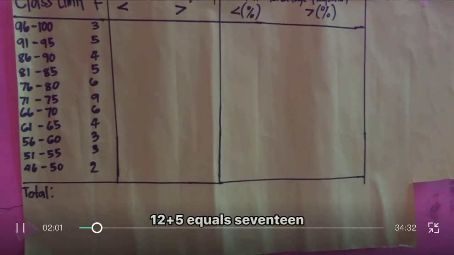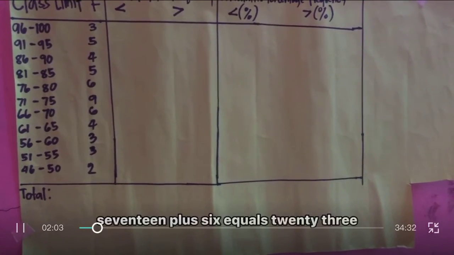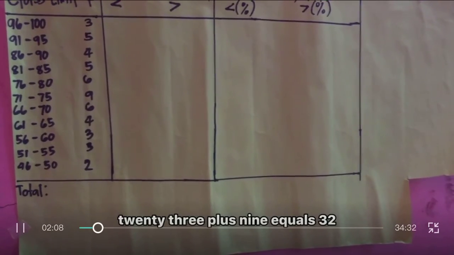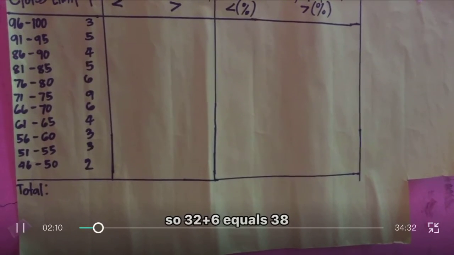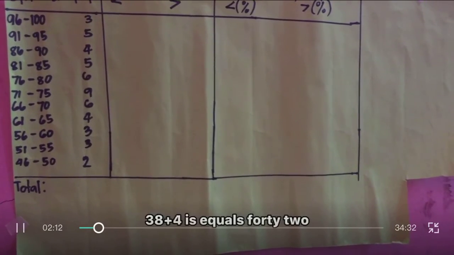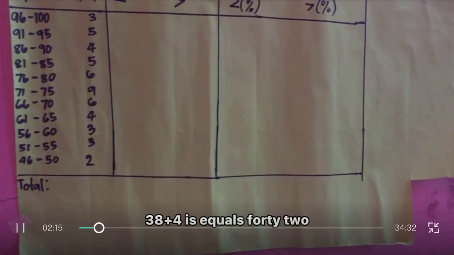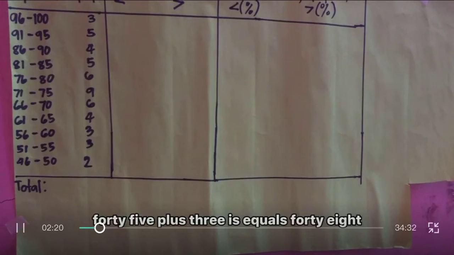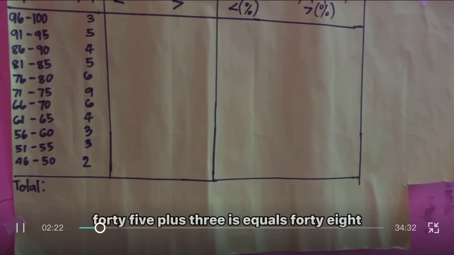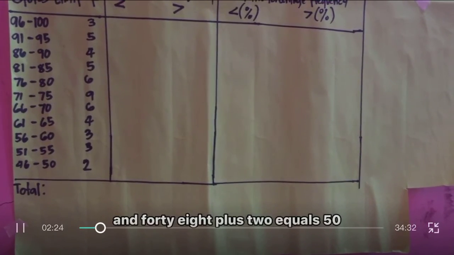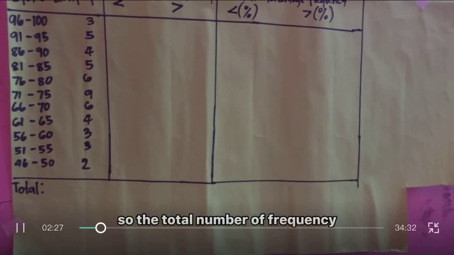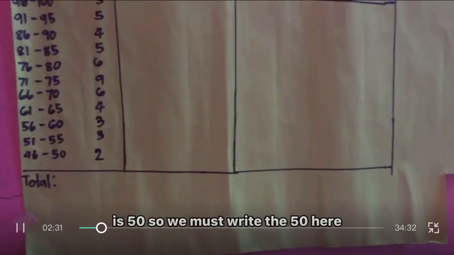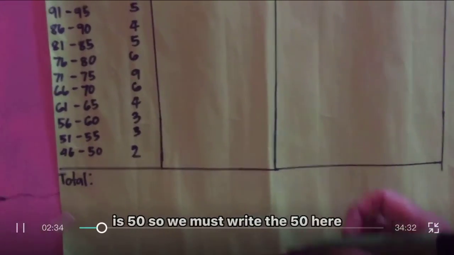12 plus 5 equals 17. 17 plus 6 equals 23. 23 plus 9 equals 32. 32 plus 6 equals 38. 38 plus 4 equals 42. 42 plus 3 equals 45. 45 plus 3 equals 48. And 48 plus 2 equals 50. So the total number of frequency is 50, and we must write the 50 here.